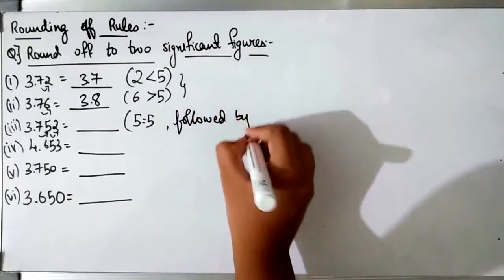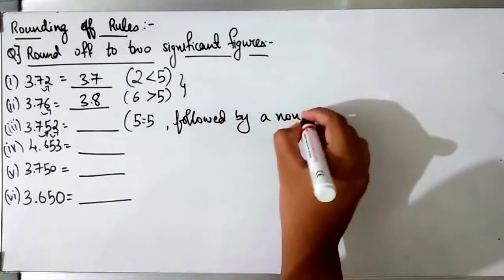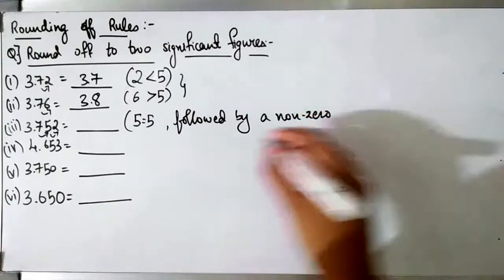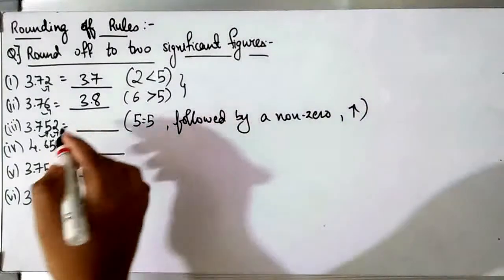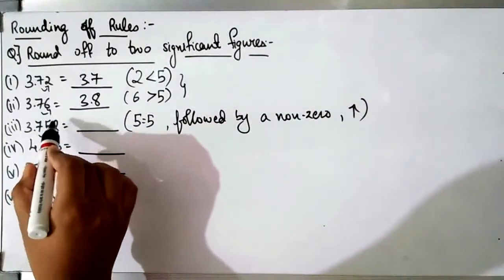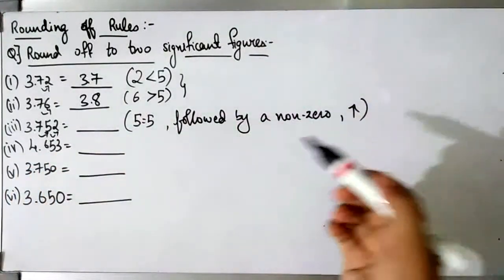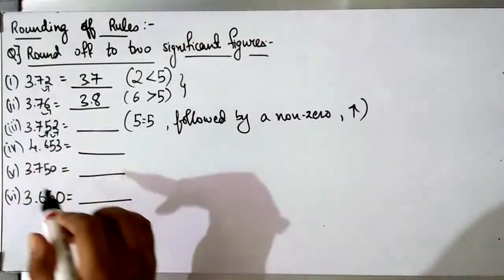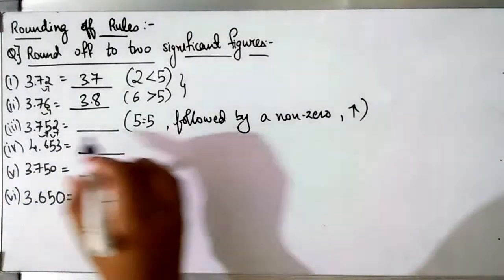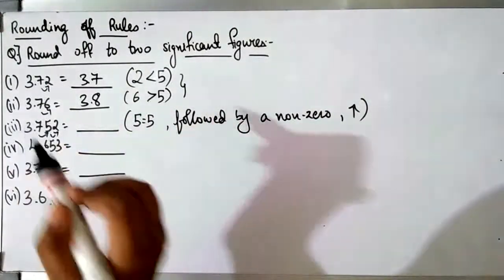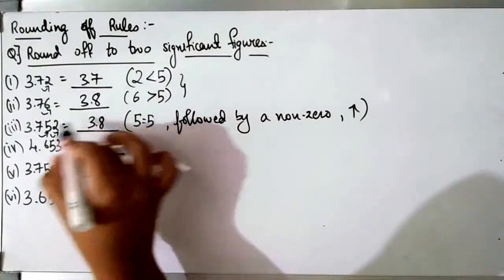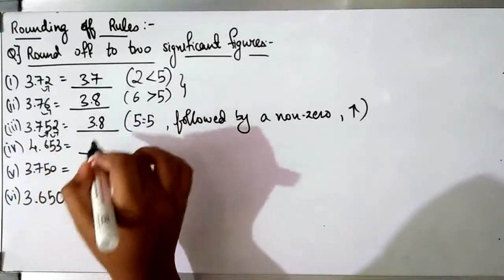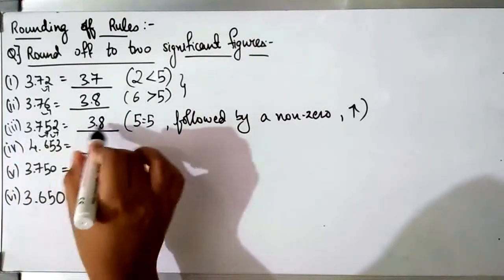If the 5 is followed by a non-zero digit, then we will increase. Here after 5 we have a non-zero digit. Non-zero digits are 1 to 9, as you know. So whenever we get a 5 and that 5 is followed by a non-zero digit, we are going to increase it. We increase 7, and it becomes 3.8. So we have rounded off this to two significant figures.